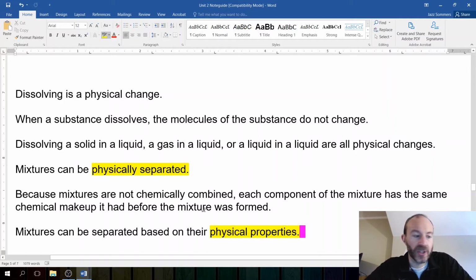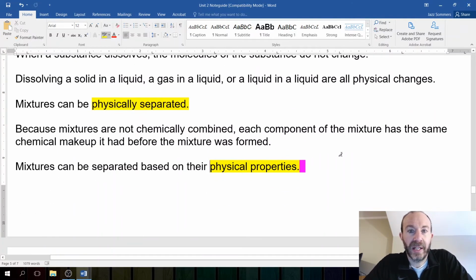If we had more time and this wasn't during a pandemic, we would be doing a physical property lab with mixtures, but we don't have time and it's a pandemic. We don't want anyone to get sick.